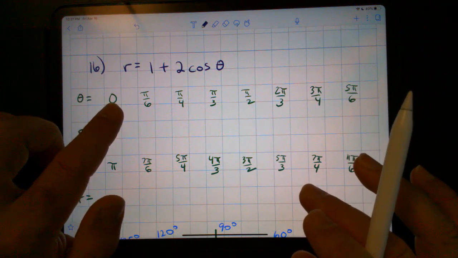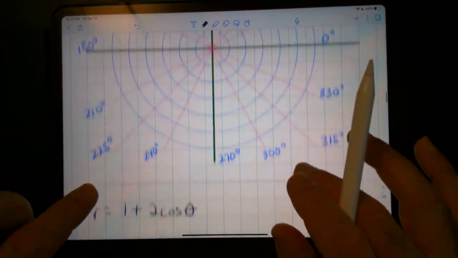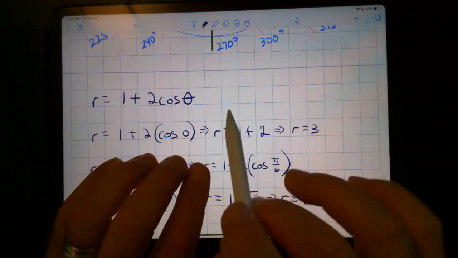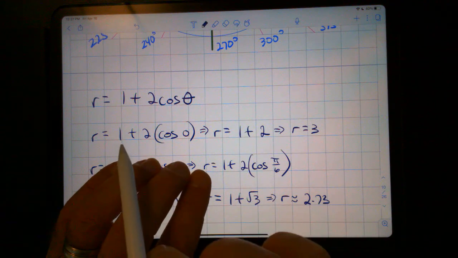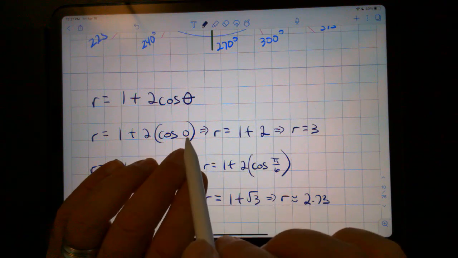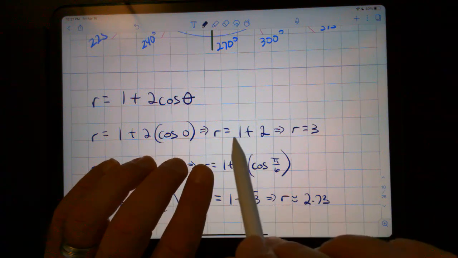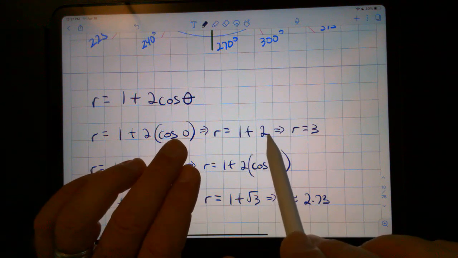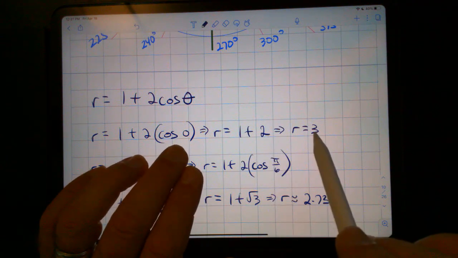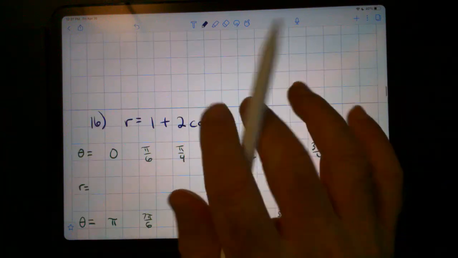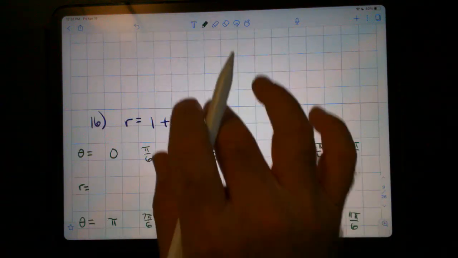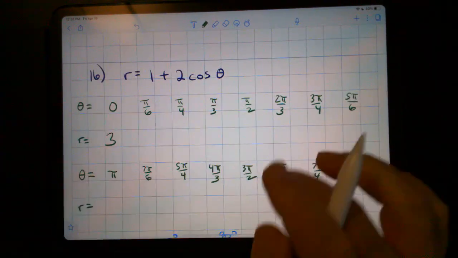So r equals 1 plus 2 cosine 0. We have that configuration down here. So we have 1 plus 2 cosine 0. This implies r is equal to 1 plus 2 because cosine of 0 is 1. This tells us that r is 3. So for here, when theta is 0, r is 3.